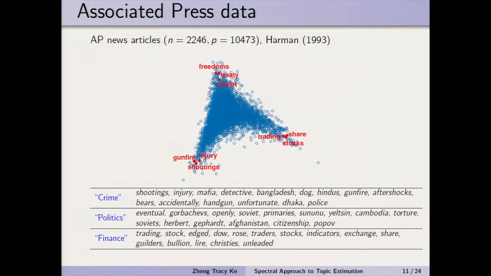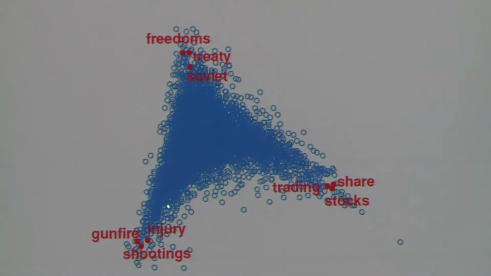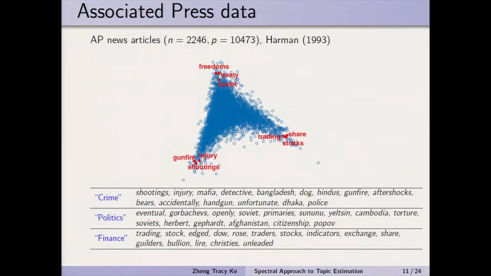If a word is located near this edge, that means this word is related to both crime and finance, but it is completely unrelated to politics. And in the early 1990s, it's hard to link crime and finance directly without anything to do with politics. In contrast, we can find many words that are on the other two edges of this triangle.